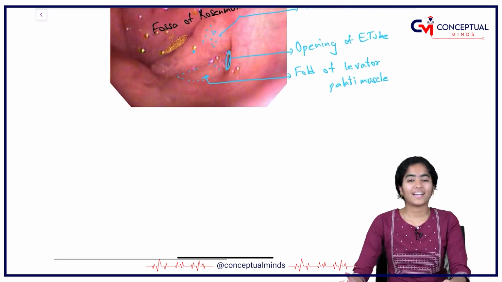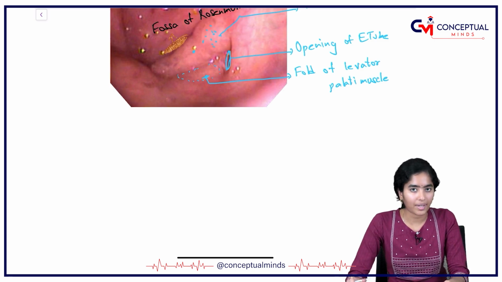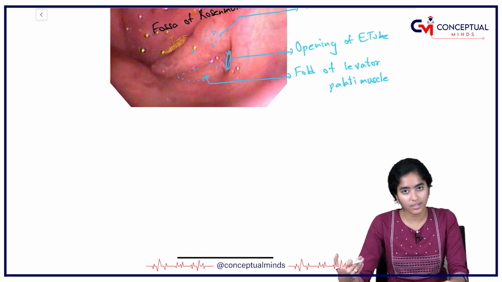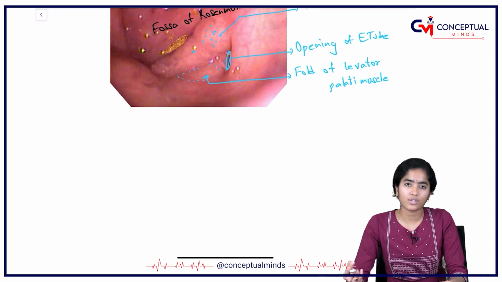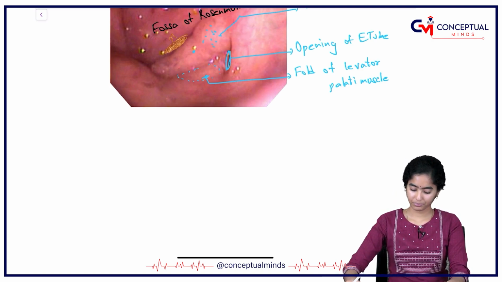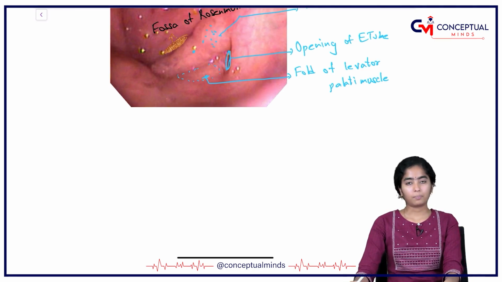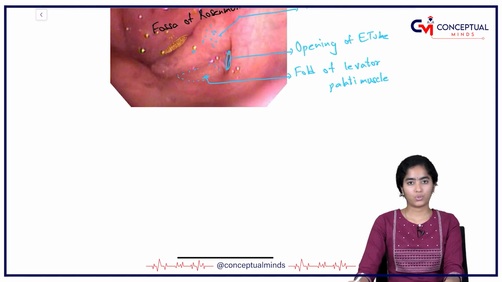Next, coming to the tympanic end, we cannot observe the tympanic end because it is present deep inside the middle ear. We do not perforate the tympanic membrane to examine it. But if there is already a perforated tympanic membrane present, then we can send a small endoscope through it and look at the tympanic opening of the Eustachian tube. Now with this, I complete the anatomy of the Eustachian tube.